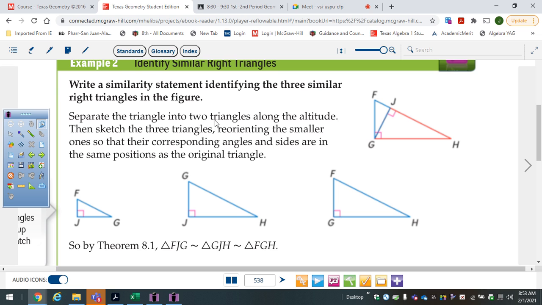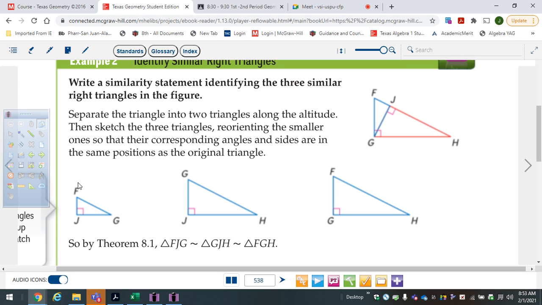So let's come out here. Separate the triangle into two triangles along the altitude. So we want to come out here, that altitude was drawn here. You have a small triangle, and then you have this medium triangle. Then sketch the three triangles. We are inserting the smaller ones so that the corresponding angles and sides are in the same position as the original triangle. So that's what I would do too. Make sure this one and this one kind of all look the same.